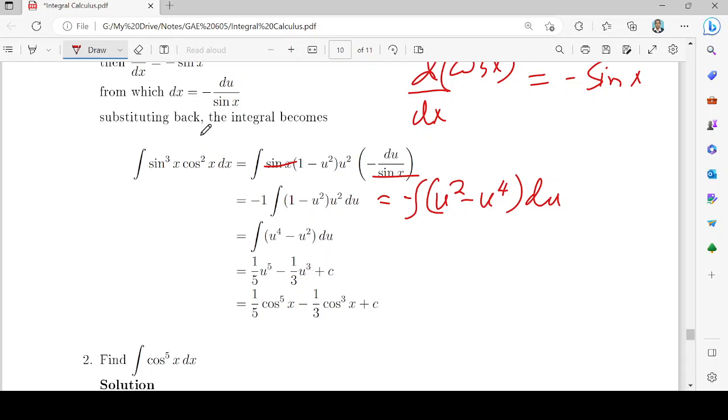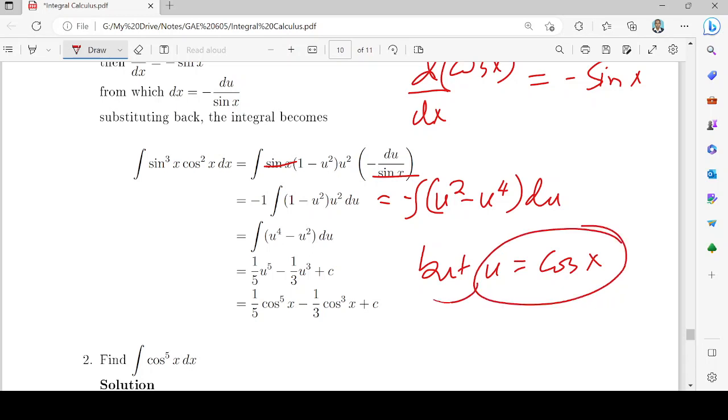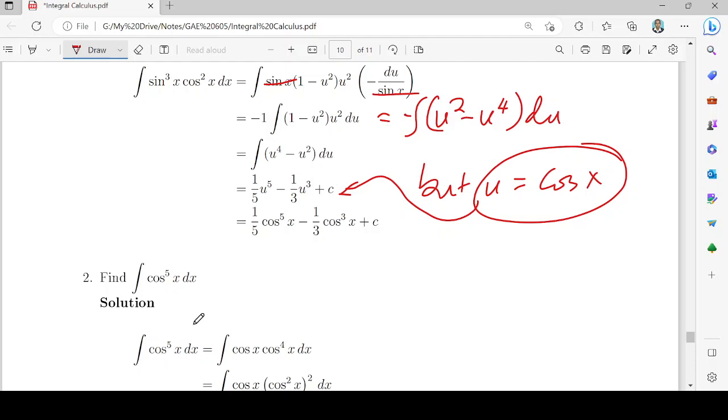But u is equal to cosine of x. Remember, u is equal to cosine of x. So we substitute back. After integration, we substitute back, not before integration. After integration, we substitute back u is equal to cosine of x. So we get 1 over 5 cosine of x raised to power 5 minus 1 over 3 cos cubed x plus c, which is the solution to that integral.